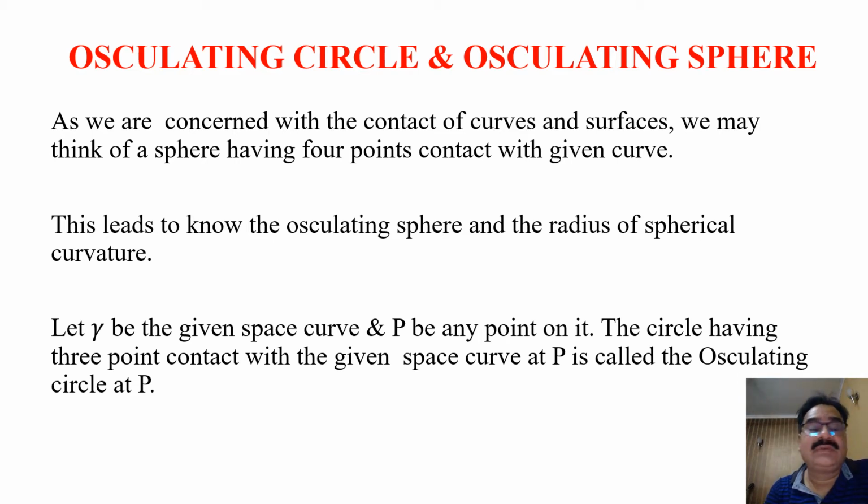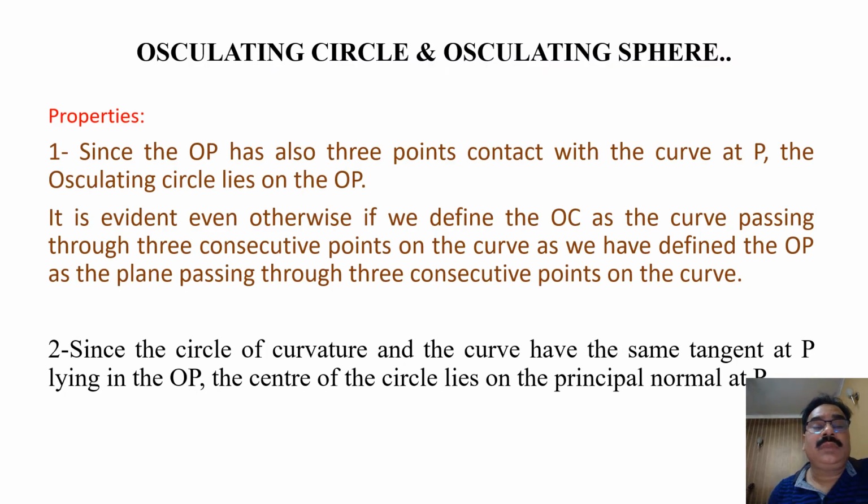For this purpose, let us consider that gamma is the given space curve and P is any point on it. The circle having 3-point contact with the given space curve at P is called the osculating circle at P. Then the following properties are associated with the osculating circle.